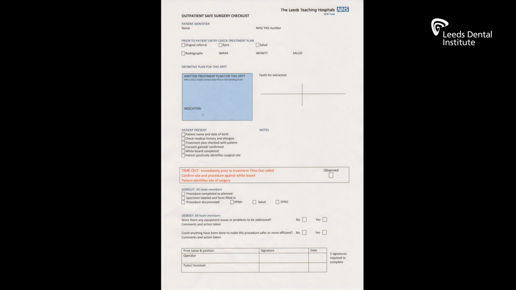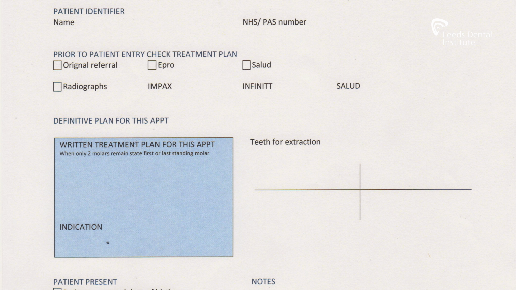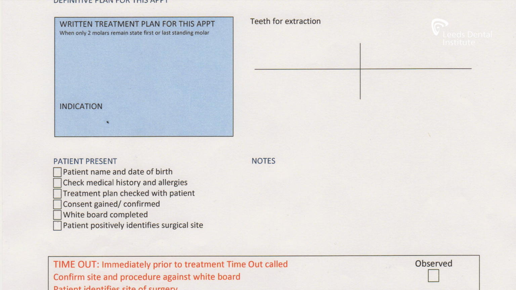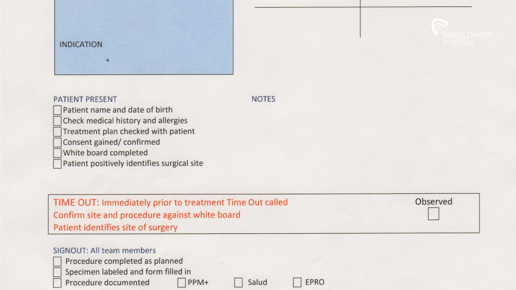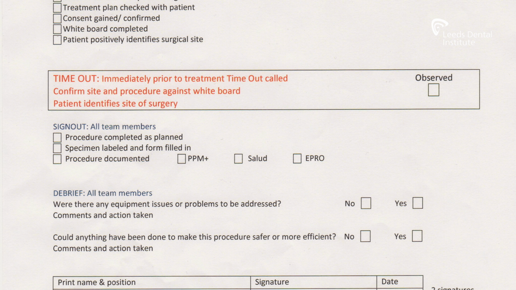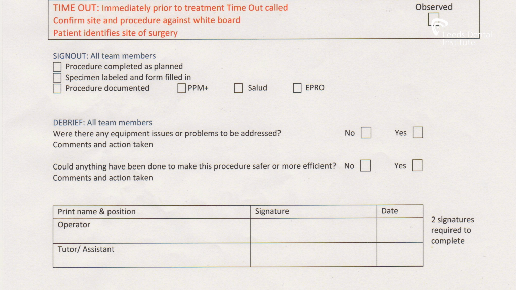It is available from the oral surgery department. The checklist should be used whenever any dental surgery is performed, including dental extractions. It is designed to help us to ensure that we safely perform the correct procedure for each patient. The form is broken down into sections: patient details and a check of the plan prior to calling your patient. Checks to be performed when the patient is present. A formal timeout immediately prior to treatment. And post-operative checks or sign-out and a debrief.